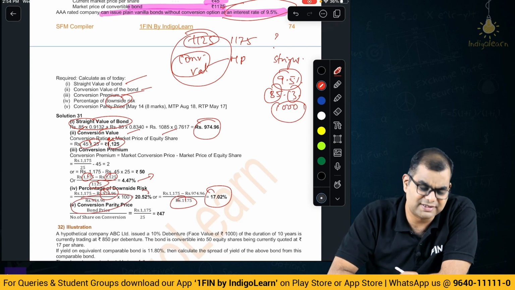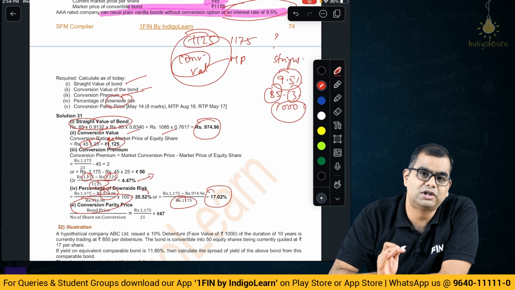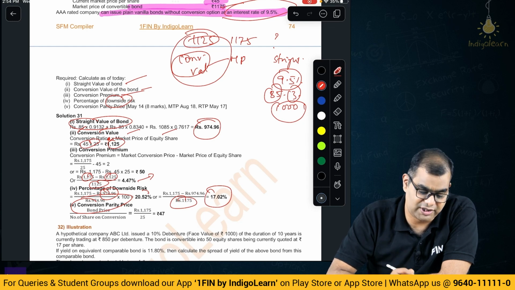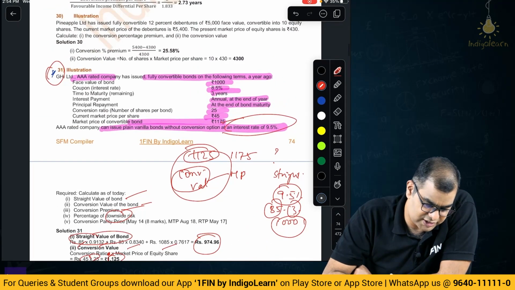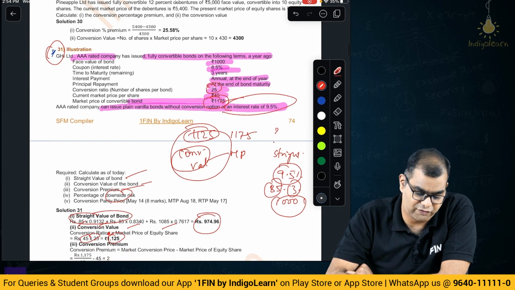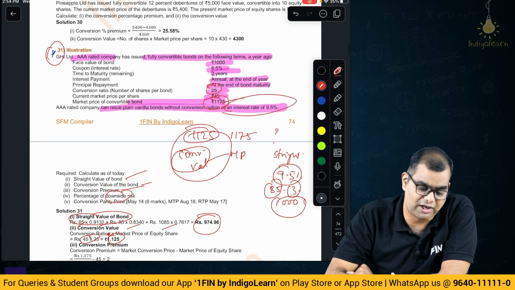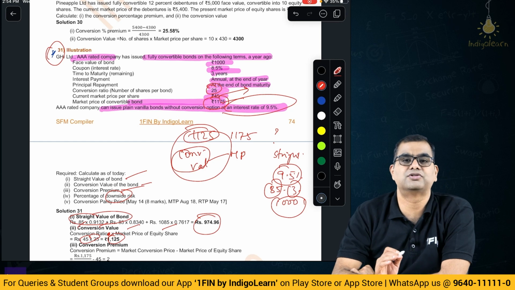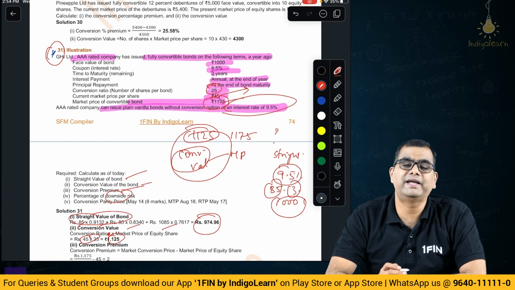Then conversion parity price is again very simple. At what price of the share will the conversion value be equal to the current market price? So current market price divided by the number of shares. What is the number of shares here? They said 25 shares. So your current market price 1175 by 25, you get 47 or something. Yes, you get 47 is the price per share at which, if we convert, it is great. But right now the current market price is only 45. So people will not convert because it is not making any sense to them.